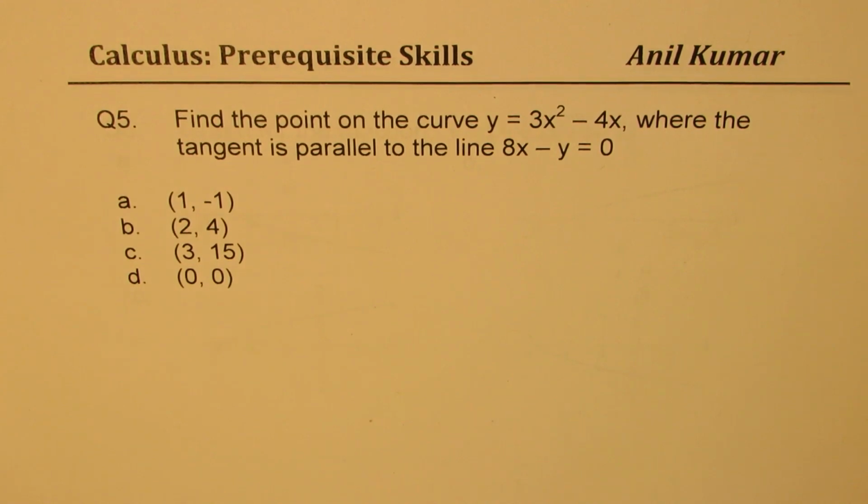Question number 5. Find the point on the curve y equals 3x squared minus 4x where the tangent is parallel to the line 8x minus y equals 0. This question is based on similar concepts as question number 4, but this is a very important topic. Half of calculus depends on working with curves and finding tangents. So we have taken 2 questions on this topic.